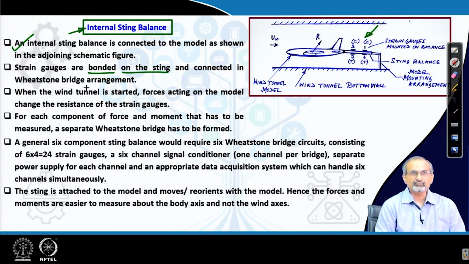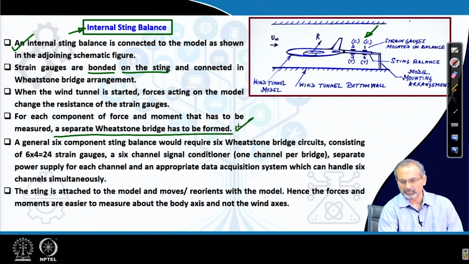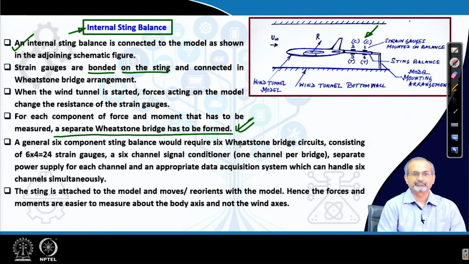surface. When the wind tunnel is started, the forces acting on the model change the resistance of the strain gauges, and for each component of force and moment that has to be measured, a separate Wheatstone bridge has to be formed. This is a very important point. So, depending on how many components of forces and moments you are trying to measure using the balance, you should have an equal number of Wheatstone bridges configured using your sting balance.